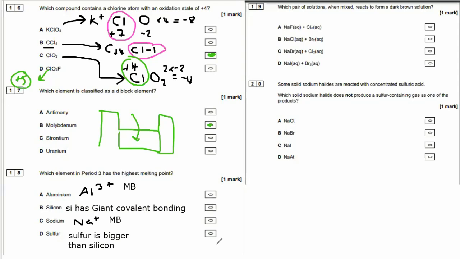Now look, what happens here? I've crossed out D, so that's what you should do if you write an answer and then you think, actually, it's not that answer. Okay, 19.